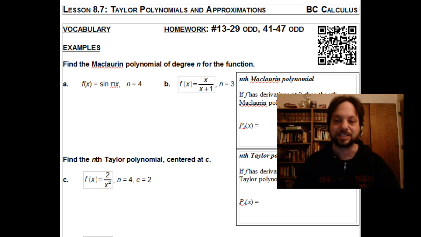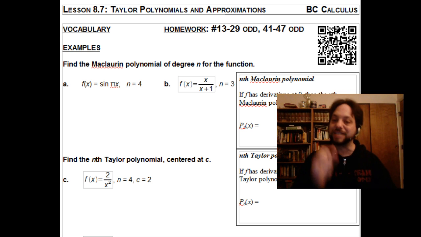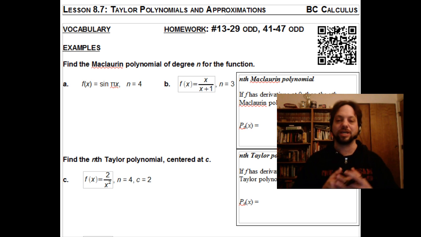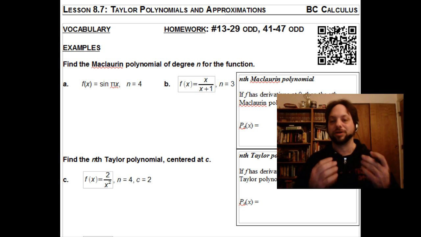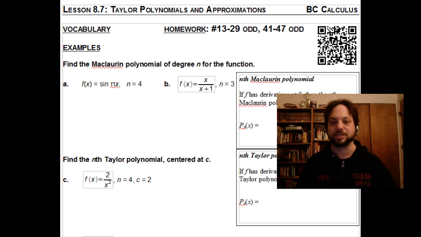We really should begin by starting at polynomials that are centered at 0, and we call those Maclaurin polynomials. So why don't we go ahead and define those first, then we'll move on to Taylor polynomials, and then we'll start looking at how much error is built into these approximations.